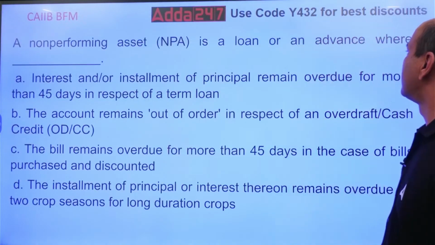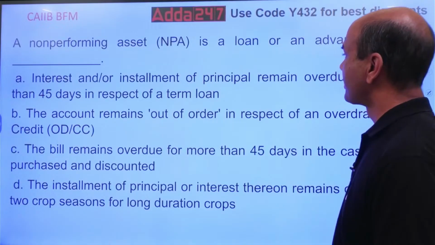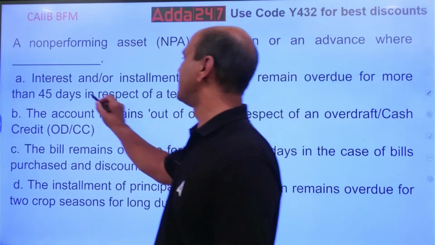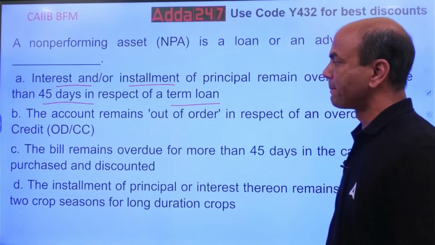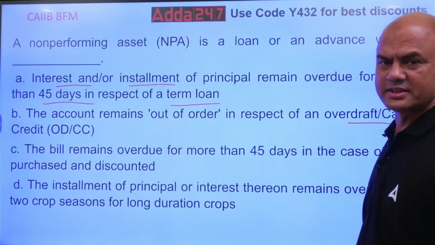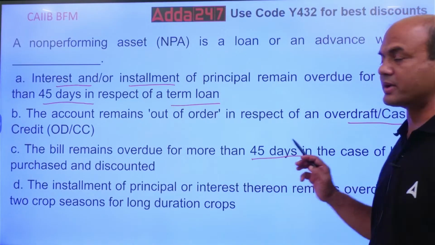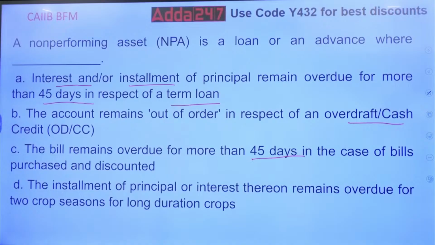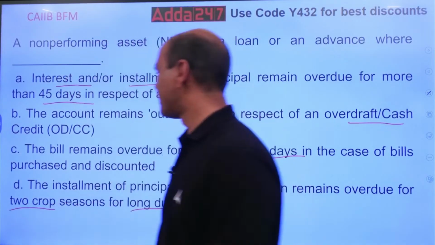An NPA is a loan or an advance where interest or installment of the principal remains overdue for more than 45 days in respect of a term loan. The account remains out of order in respect of an overdraft or cash credit, CC. The bill remains overdue for more than 45 days in case of bills purchased and discounted. The installment of the principal or interest thereon remains overdue for 2 crop seasons for long duration crops. Now this is a simple one.